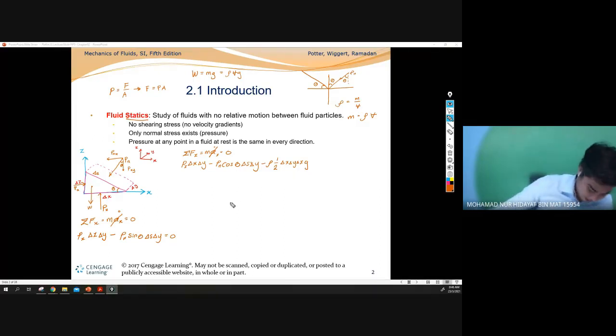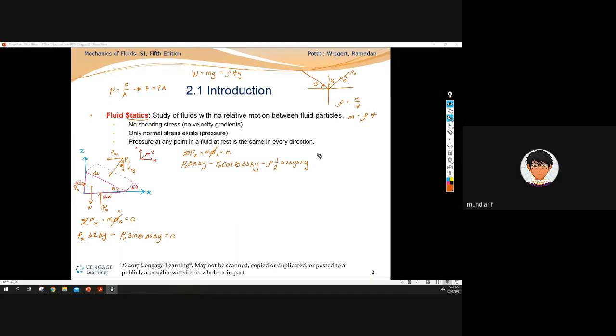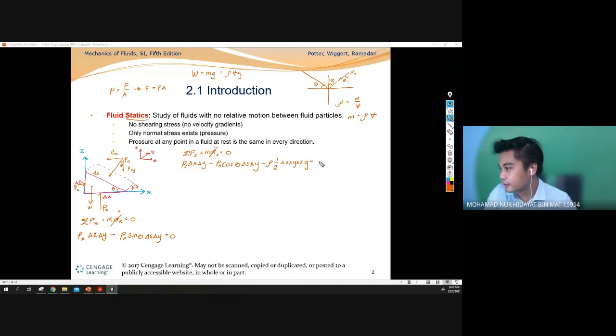Okay, do we have any other forces? No. Equal to 0. Okay. So, let's say this is equation 1. This is equation 2. Alright. So, we can have the relationships of delta z.